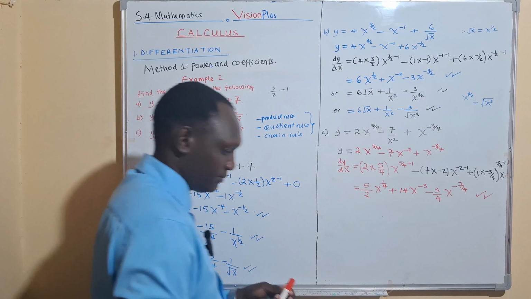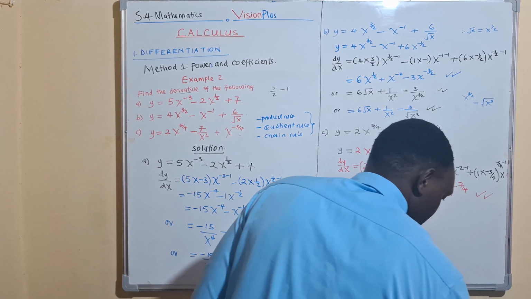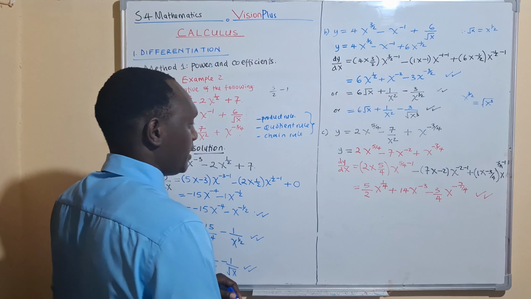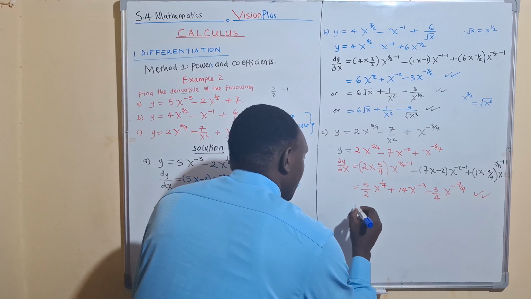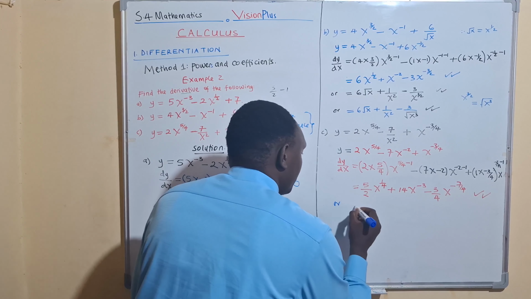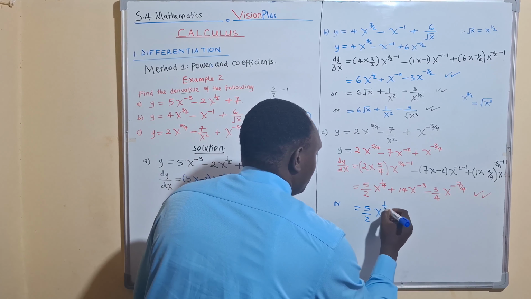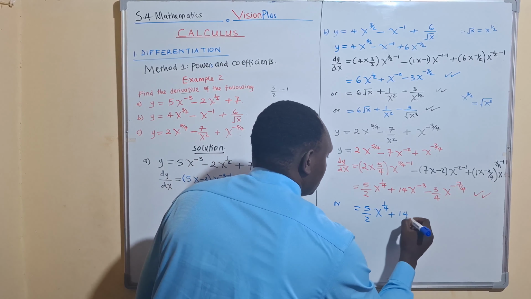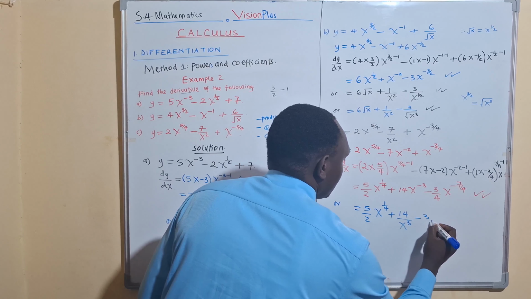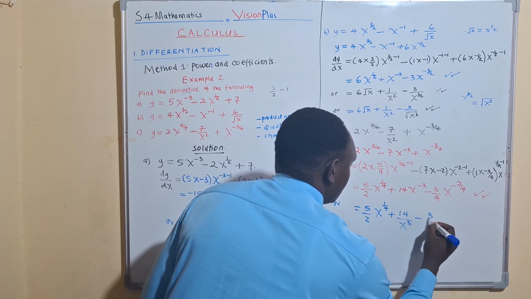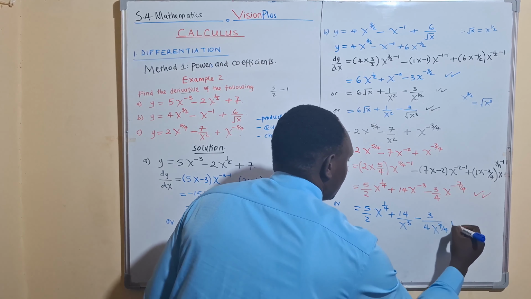But the alternative form of this answer is, we simply make these powers positive, so that here we can have 5 out of 2 x power 1 out of 4 plus 14 out of x cubed minus 3 out of 4 x power 7 out of 4. This one is also correct.